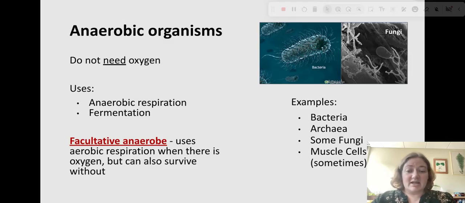Now, some organisms cannot use oxygen. Some organisms can be a facultative anaerobe, meaning that they can use oxygen, but they can also switch the way they metabolize molecules and survive without oxygen. So they can do both. Now, typically, anaerobic organisms or facultative anaerobes tend to be smaller organisms like bacteria and archaea and some fungi. Even our muscle cells have the ability to go without oxygen for certain periods of time.